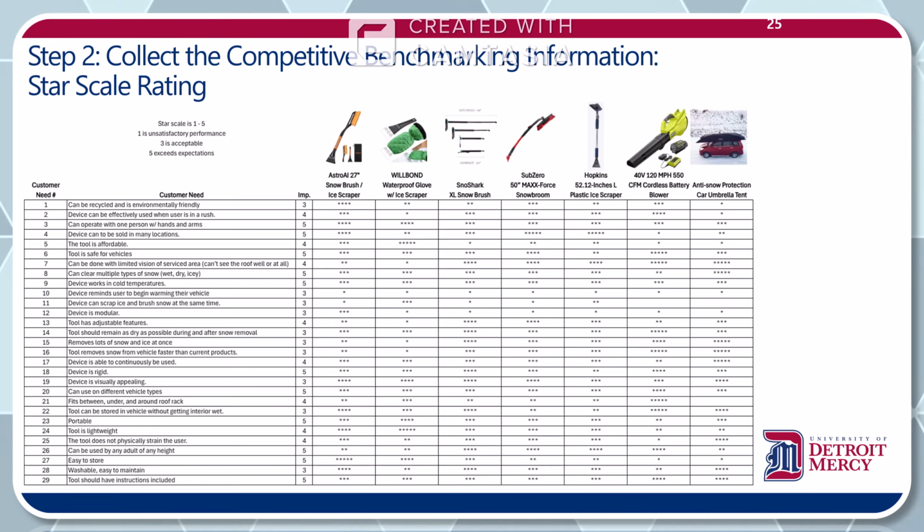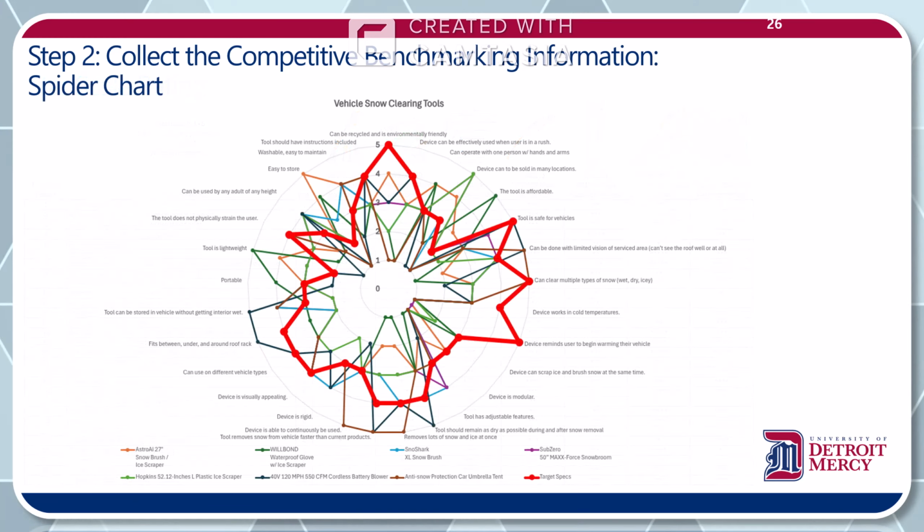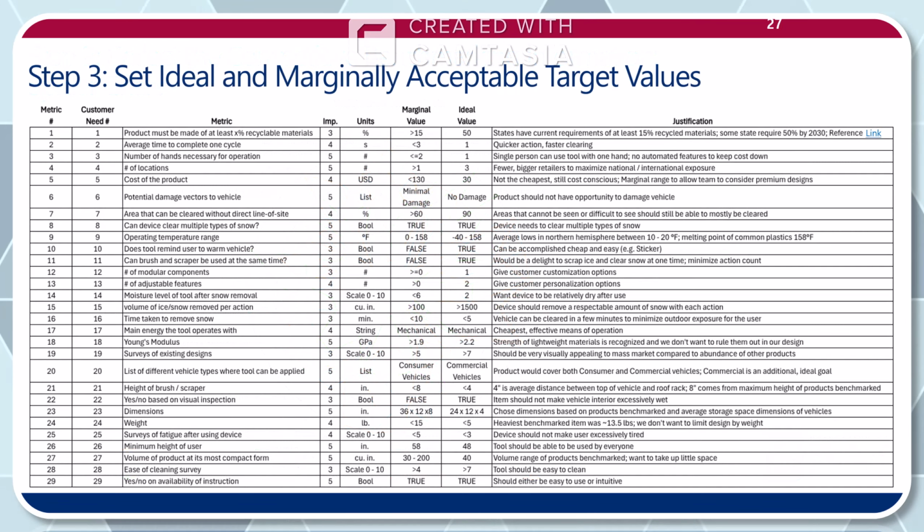Following benchmarking, a star rating from 1 to 5, with 1 being the worst, was assigned to each product on how well they met customer needs. These star ratings were then graphed on a spider chart to visually depict how each item compared to each other. The thick red line represents the ideal specifications, which the team identified when setting the marginal values and ideal values for each developed metric.